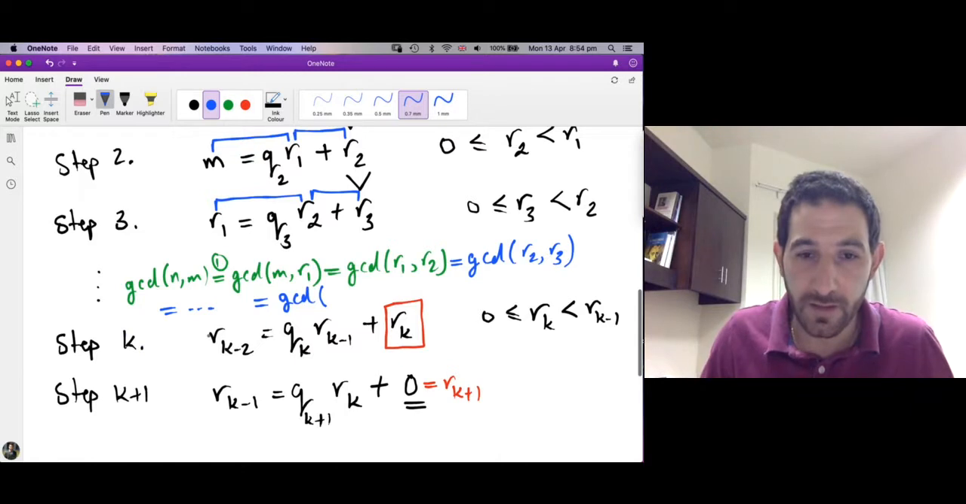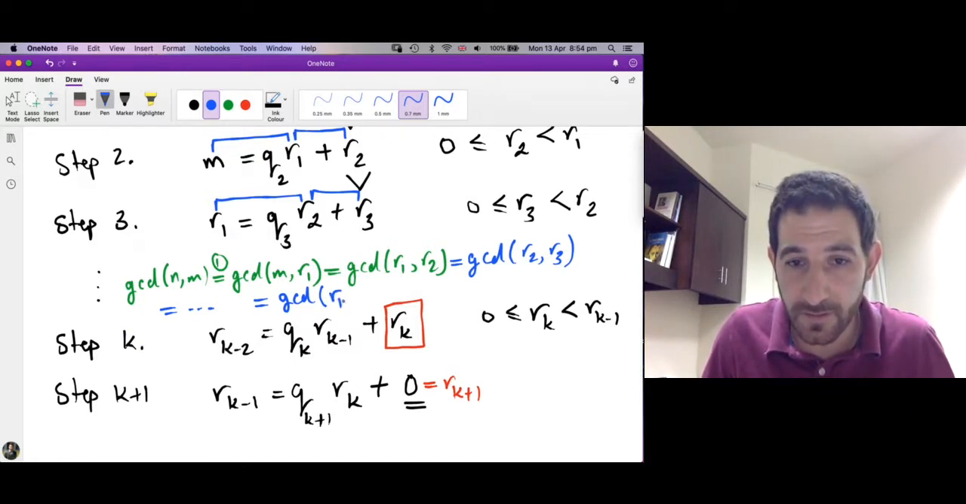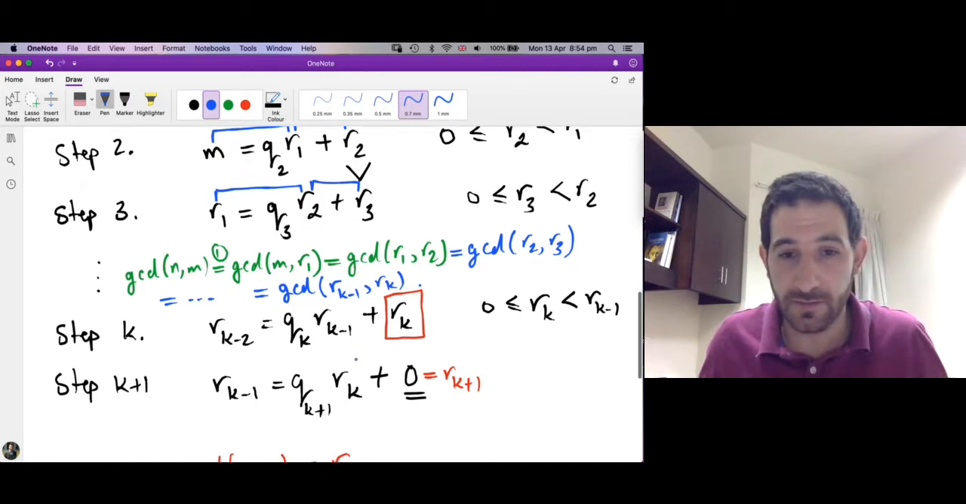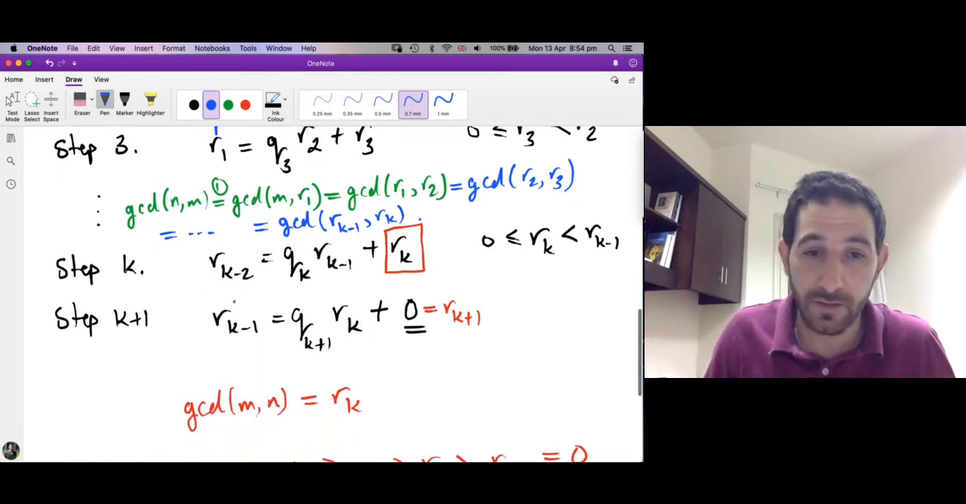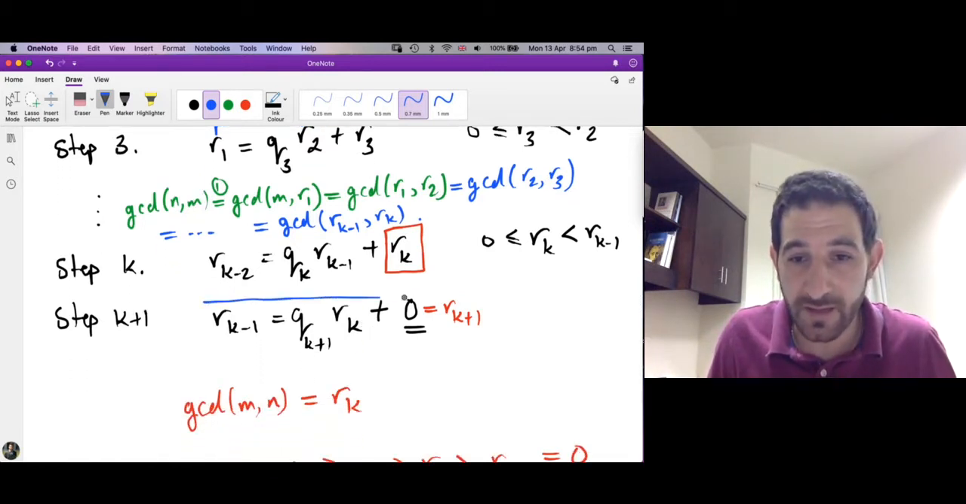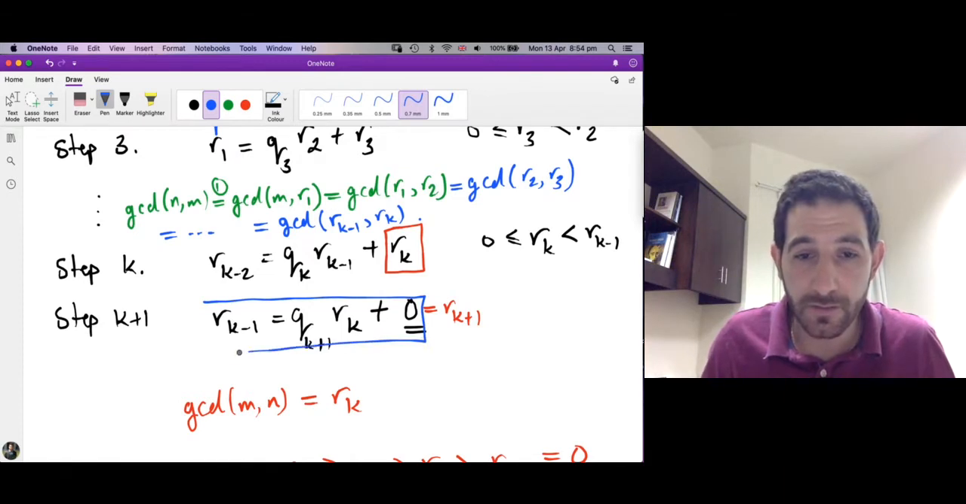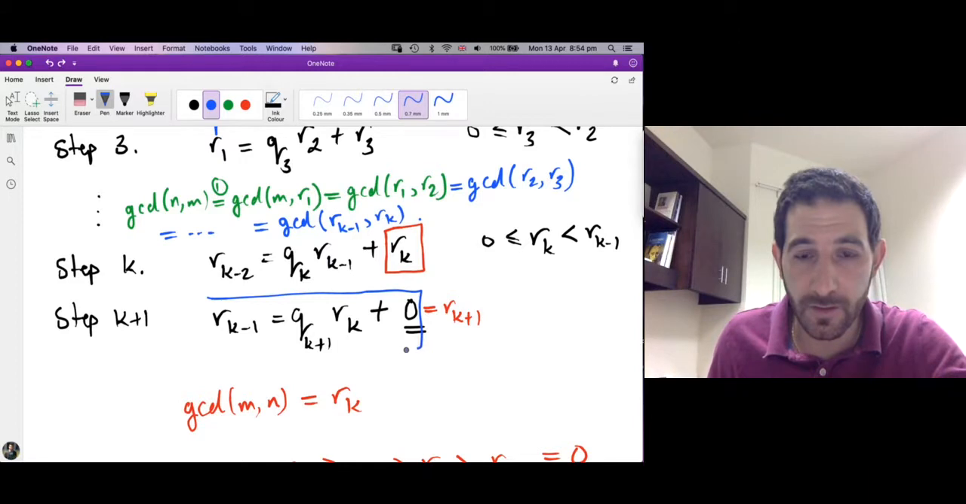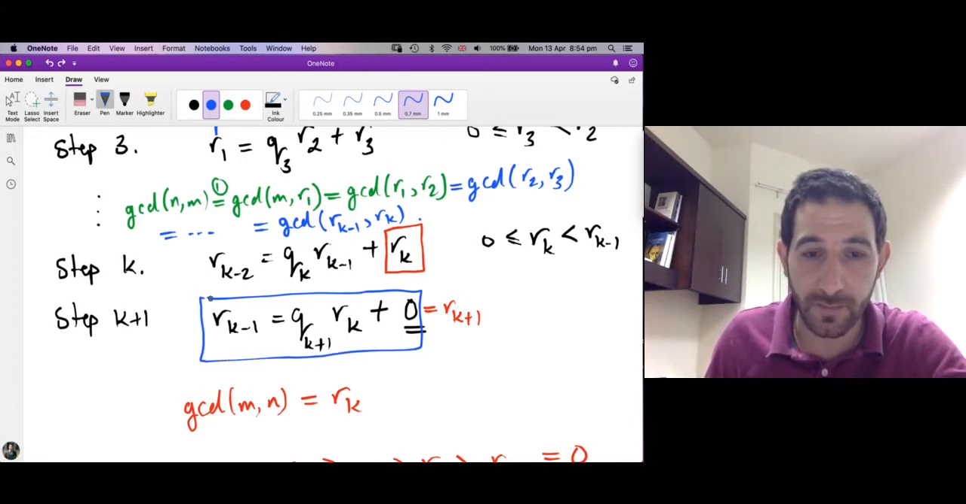Look at step k. Then we know that it's equal to the GCD of r_{k-1} and r_k. But I tell you that we know what the GCD of r_{k-1} and r_k is. Why? Because look at the very last step. Okay, look at this step. What do we know from this step?